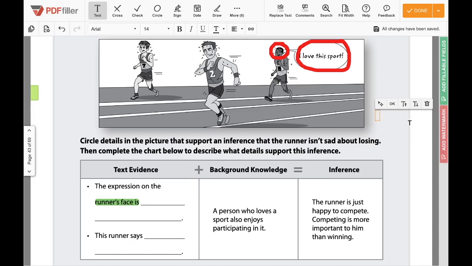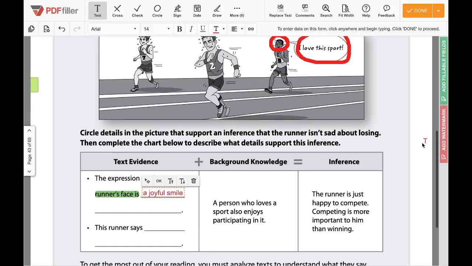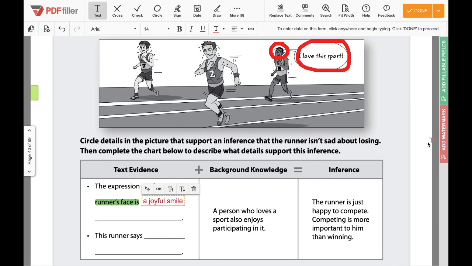Or we could say the expression on the runner's face is a joyful smile, right? And I'll move that down here so you guys can better see that. And ignore where some of my text is different or highlighted. The computer does what it wants. So what does the runner say? The runner says how much they love the sport, right?